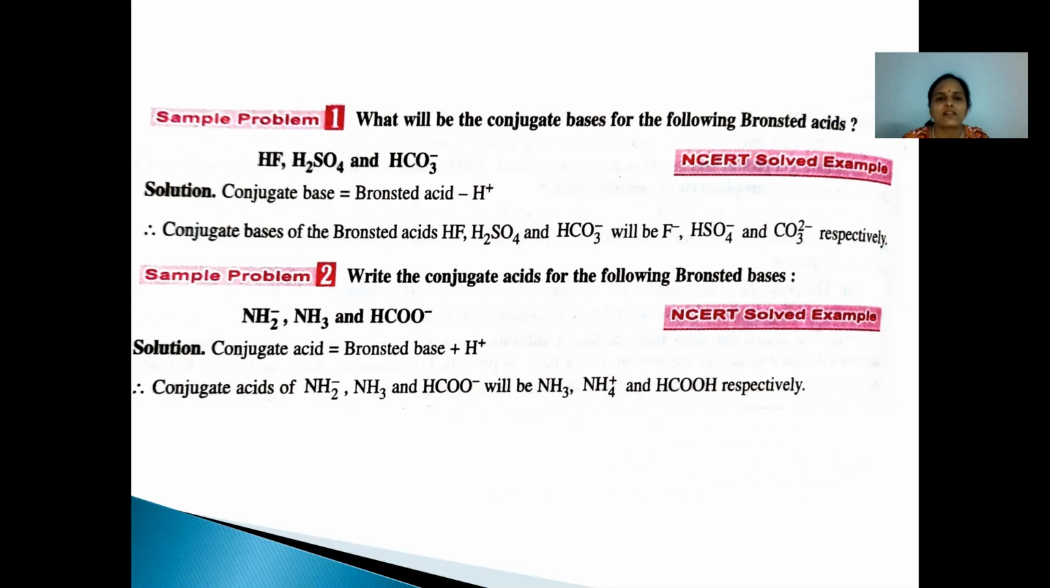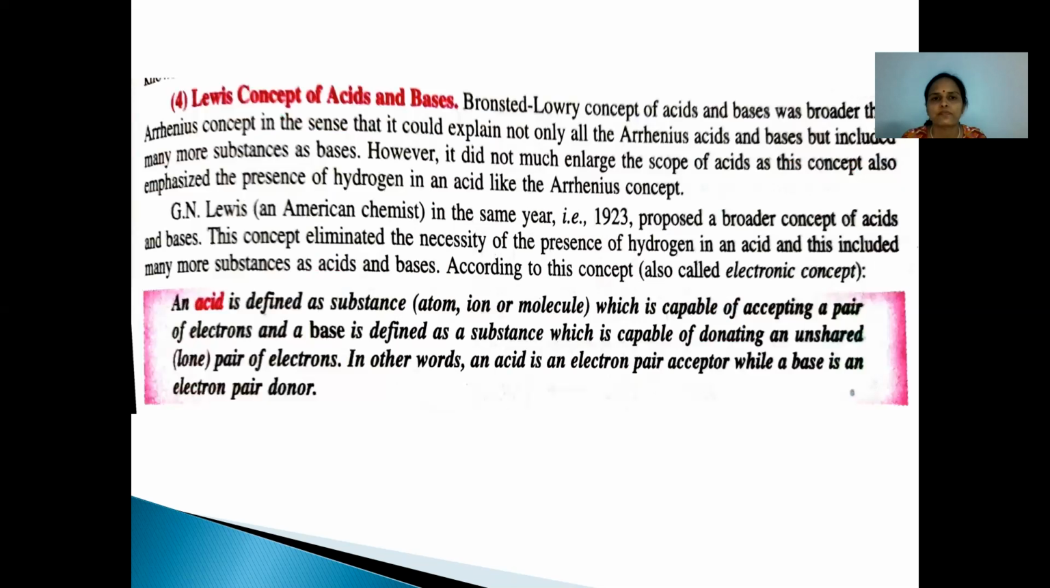Similarly, let us look at the next question. The question is, write the conjugate acids for the following Bronsted bases. So conjugate acid is equal to Bronsted base plus H plus. So NH2 minus, the conjugate acid for it is NH3. NH3, the conjugate acid for it is NH4 plus. HCOO minus, conjugate acid is HCOOH respectively. Hope you have followed.